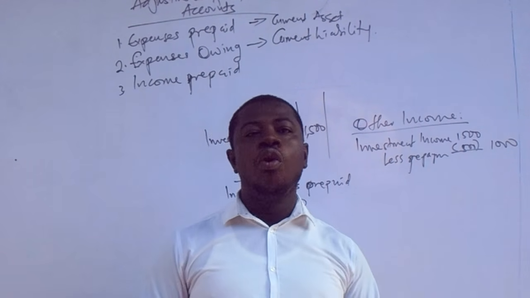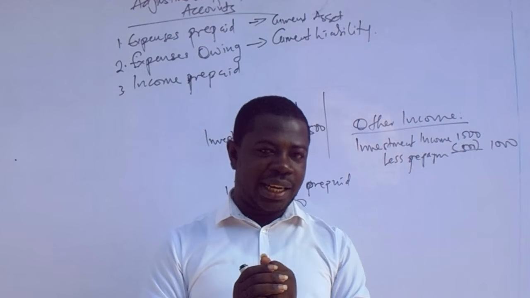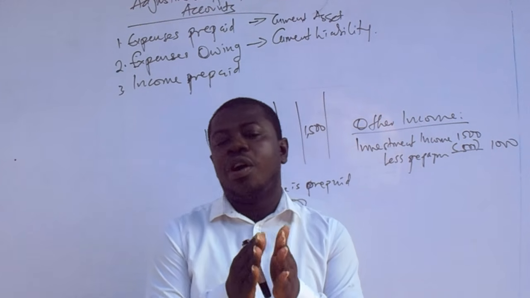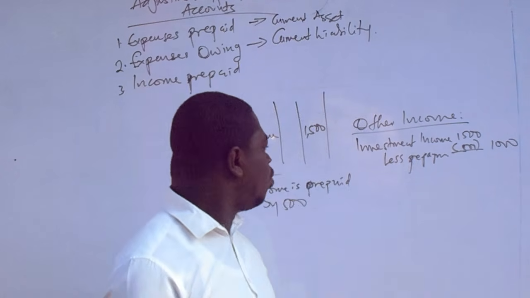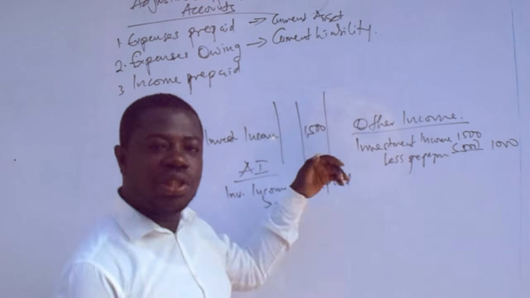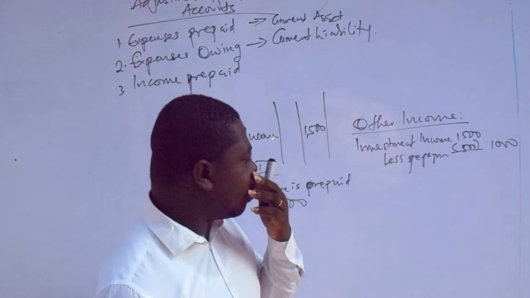The same is true for owings. Owings must always be added, because you need to top it up to know what you have actually incurred or earned. And so income that is prepaid will also be subtracted from the income statement.